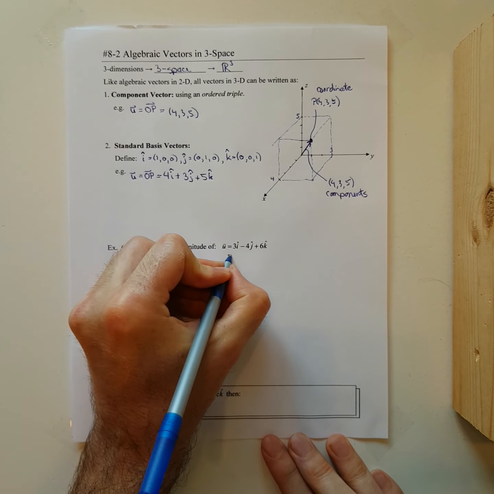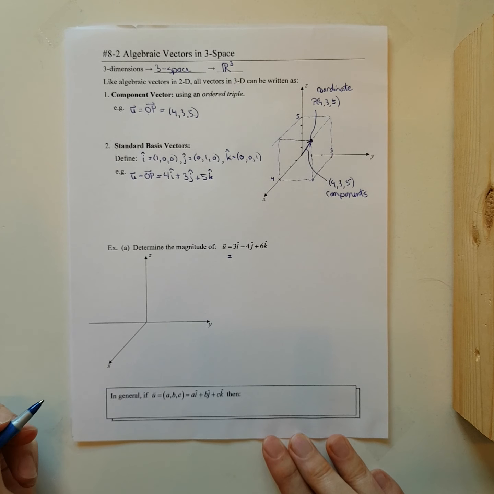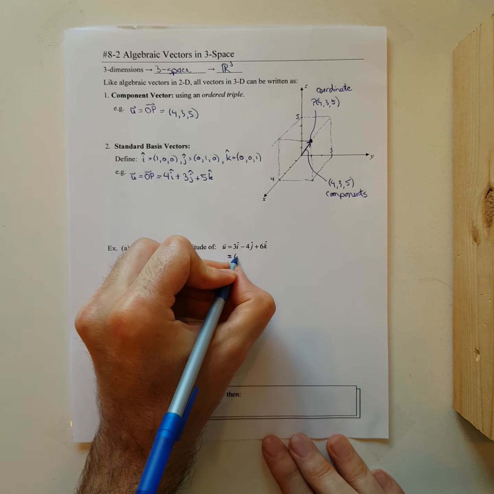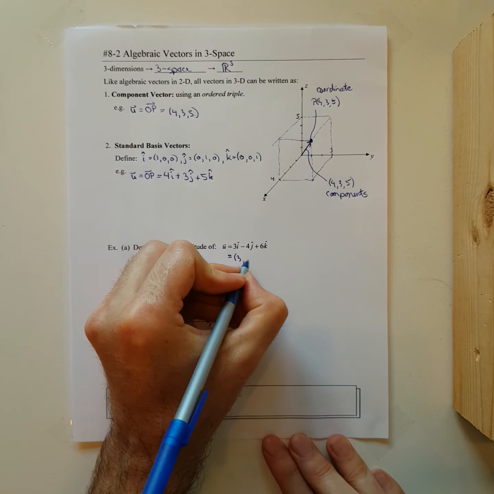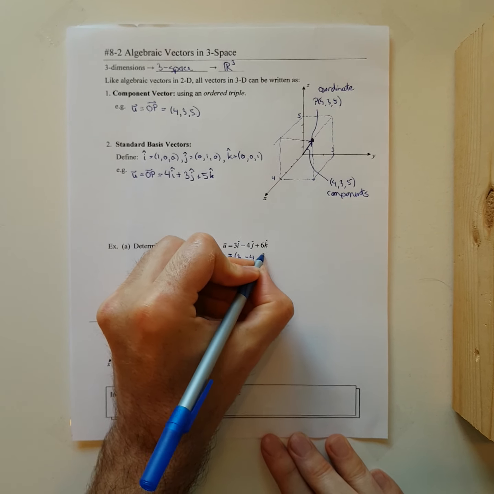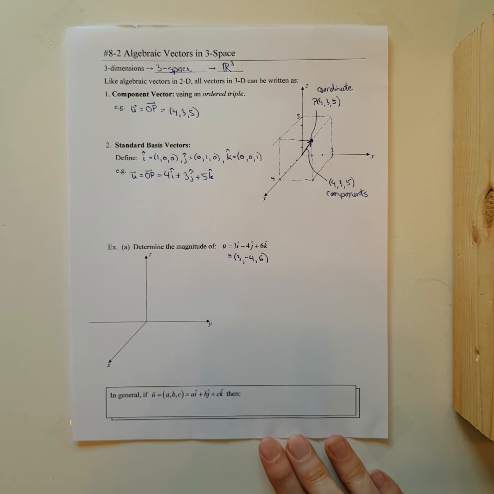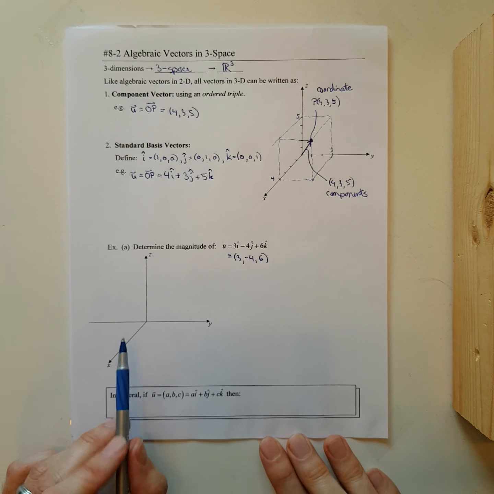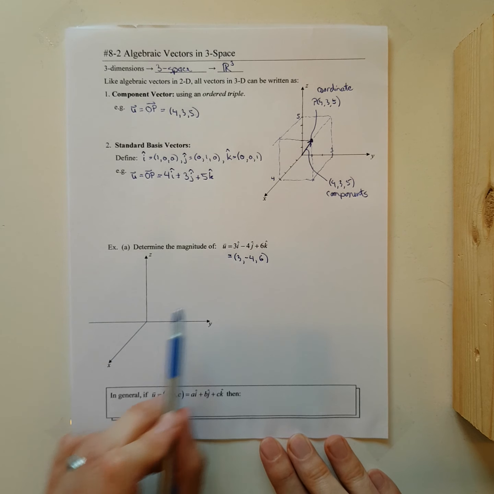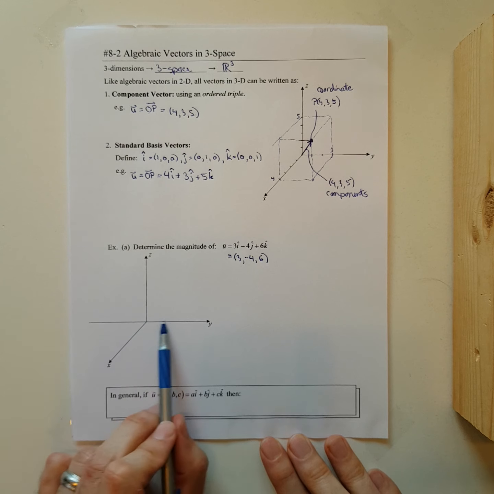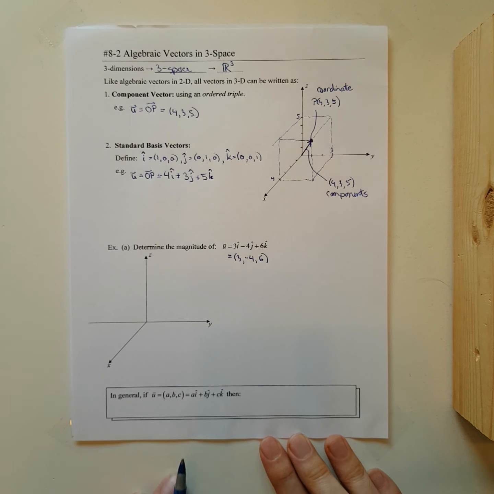What I like to do is, if this is given to me in its basis vector form, I really prefer the component vector form, so I usually just switch this over and say this is the same as 3, negative 4, 6 as a component vector. If I want to try and draw this, like in our last video, because I am going to use a negative y value, I have extended the y-axis in the negative direction here.